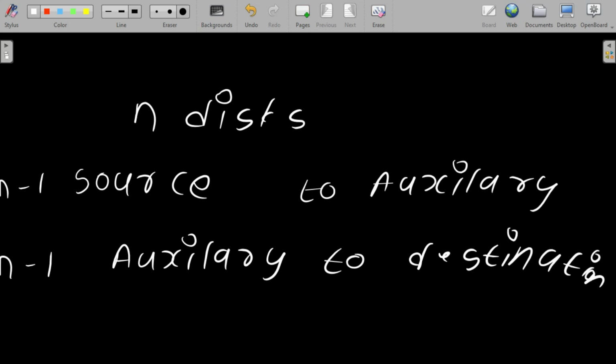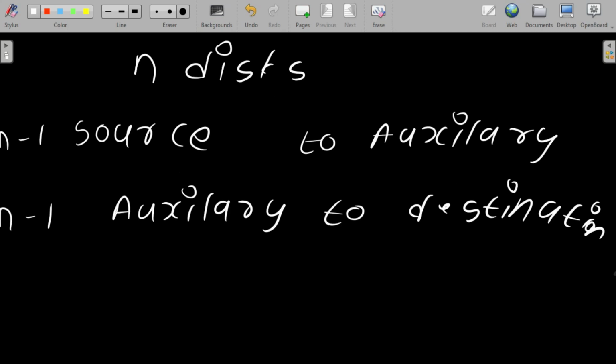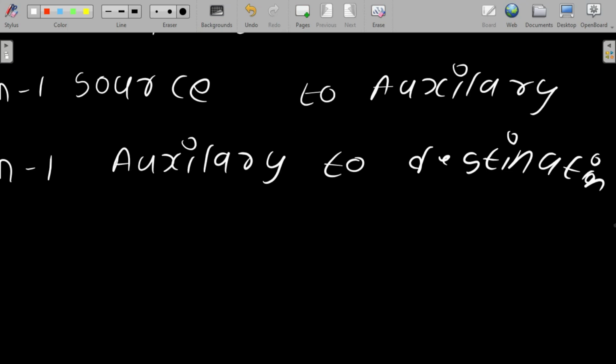In simple words: move the small discs away, move the big disc, then bring all the small discs back. The same process repeats again and again until only one disc remains. When only one disc remains, the solution is very easy. Just move the disc directly to the destination. This is called the base condition.